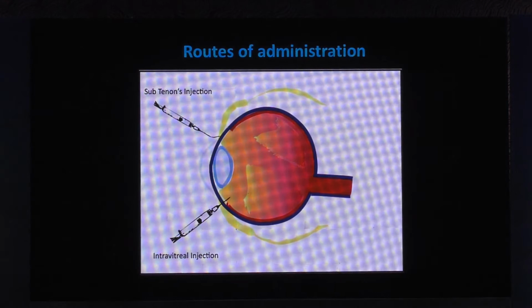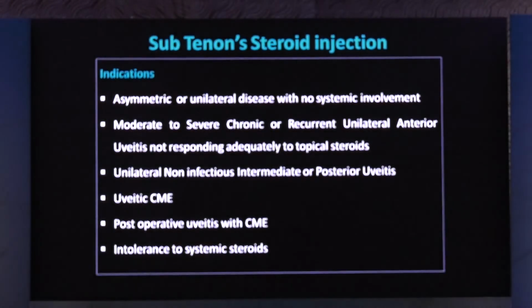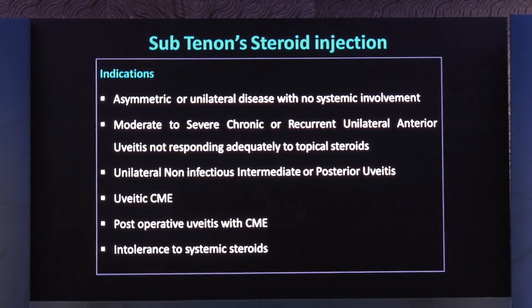Coming on to the local steroids, there are basically two routes of administration. One is the subtenon injection, that is between the Tenon capsule and the sclera, and another is into the intravitreal cavity. For subtenon steroid injection, the commonly given drug is triamcinolone. Indications are an asymmetric or unilateral disease with no systemic involvement, recurrent or chronic unilateral anterior uveitis not responding adequately to topical steroids, unilateral non-infectious intermediate or posterior uveitis, CME associated with uveitis, post-op uveitis with cystoid macular edema, or if the patient is in general not tolerating systemic steroids.